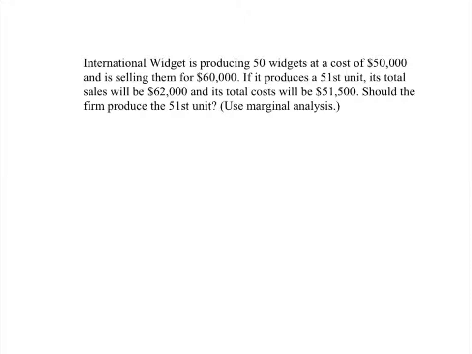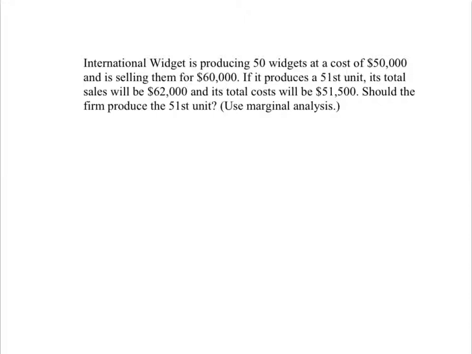The problem says International Widget is producing 50 widgets at a cost of $50,000 and selling them for $60,000. You will recall that this $60,000, we refer to that as the firm's revenue. If it produces a 51st unit, its sales will be $62,000 and its costs will be $51,500 should the firm produce the 51st unit. So the question here is not, should we produce 51 widgets?